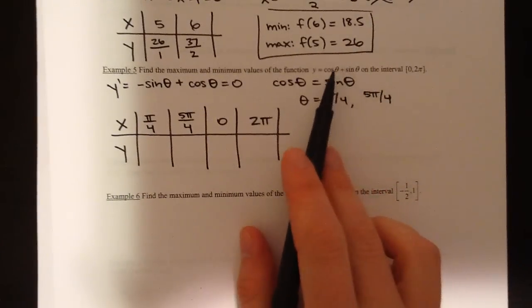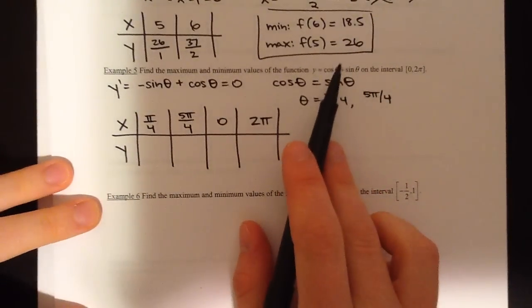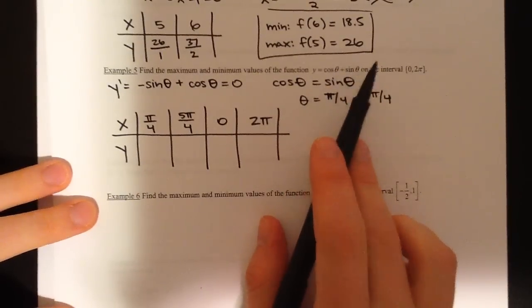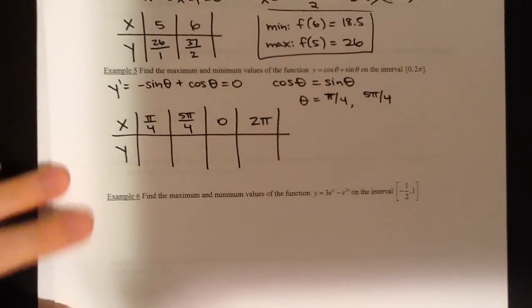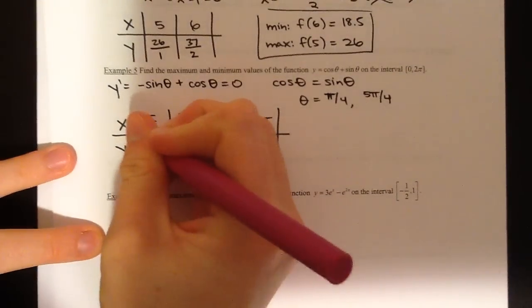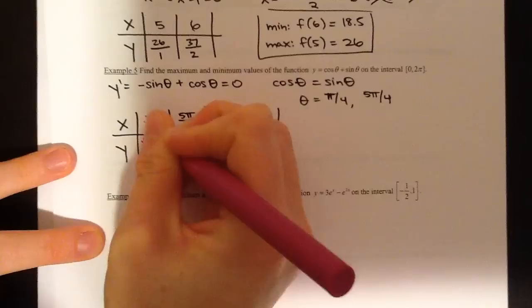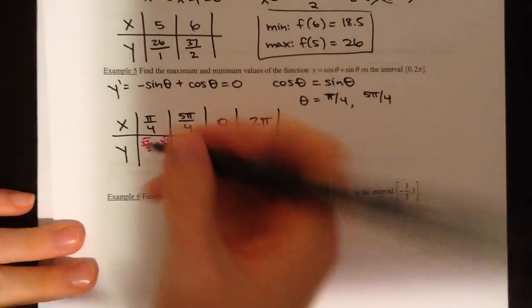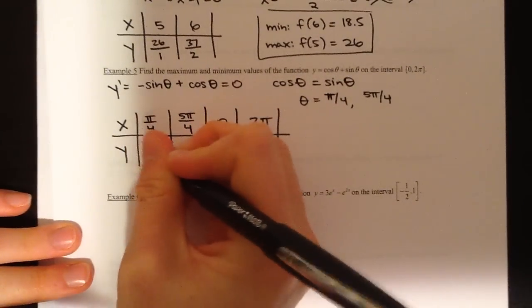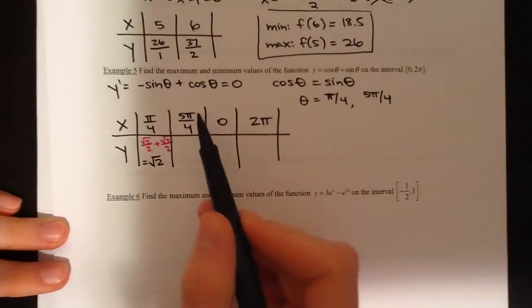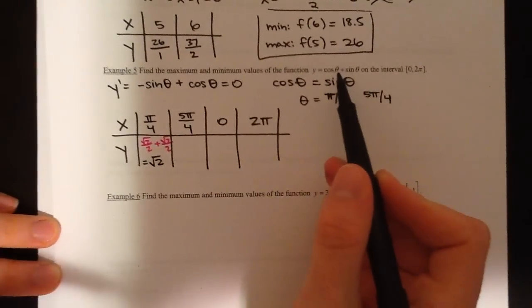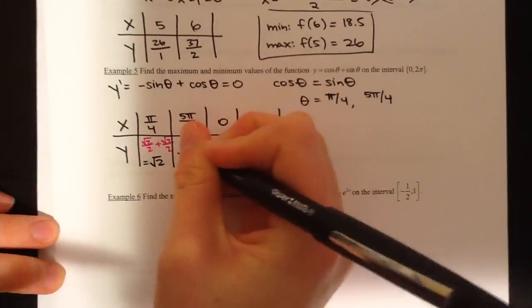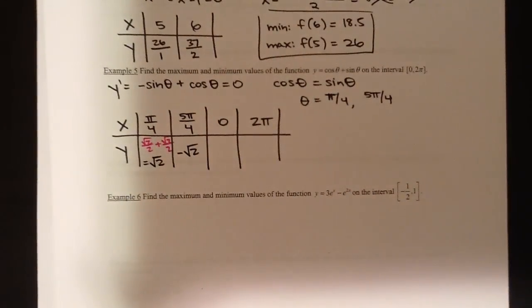So when I plug into my original function, pi over 4, cosine of pi over 4 is root 2 over 2. Sine of pi over 4 is root 2 over 2. So let's do a little bit of side work in here. So root 2 over 2 plus root 2 over 2. They have a common denominator, so I can add them together. I actually just get root 2. So here at 5 pi over 4, I have negative root 2 over 2 plus negative root 2 over 2. By the same process, that would give me a negative root 2.